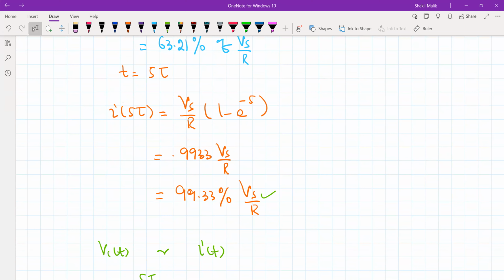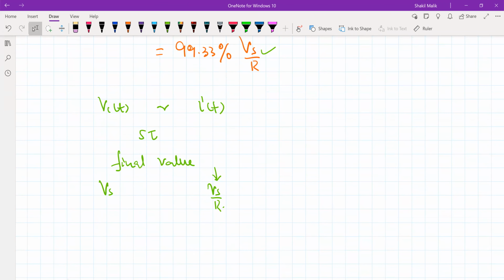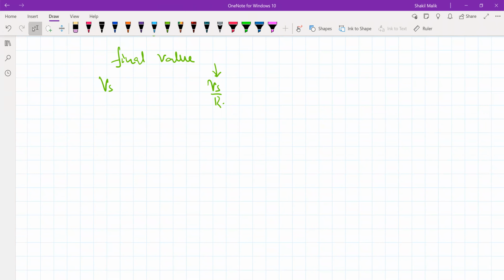But ideally, you can say it reaches 99.3%. You can take it that's equal to 100% of the final value. Now, this is as far as the charging is concerned. Now, what about the discharging circuits? When we said the capacitor was charged to some voltage, our inductor is having some initial value of the current.